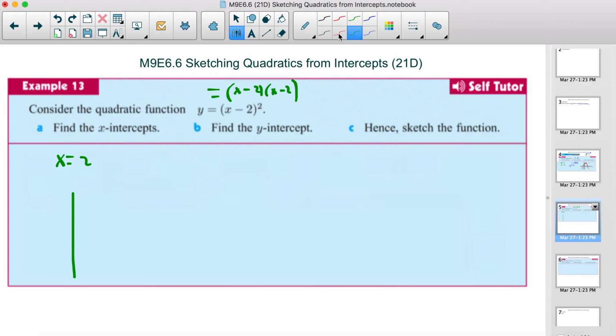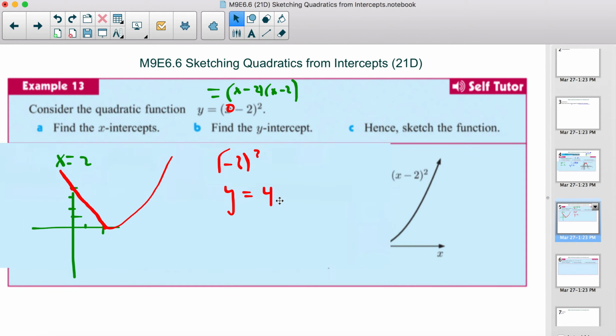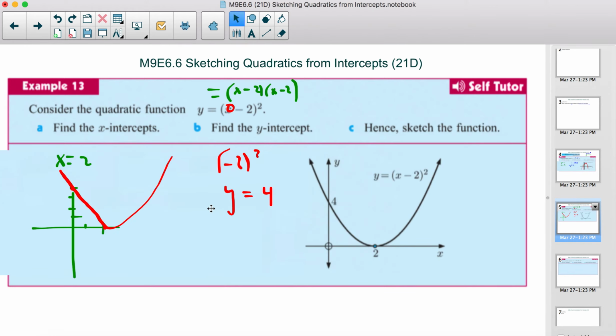Find the y-intercept. The y-intercept occurs when the x value is 0, so put in a 0 for that. You get -2, so you get -2 squared, which is 4. So the y-intercept should be 4. So then this becomes 1, 2 over, and 1, 2, 3, 4 up, and plot your point, and then connect them with a beautiful smooth curve, like that. Voila.